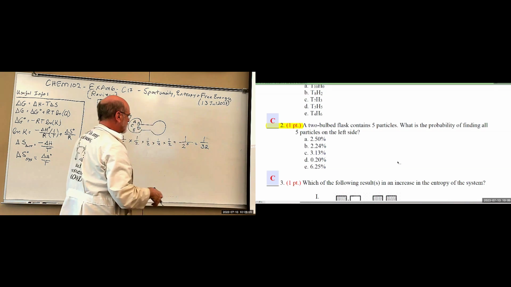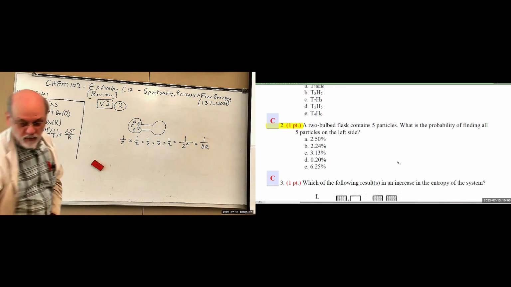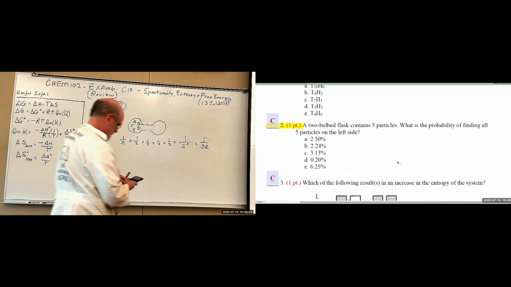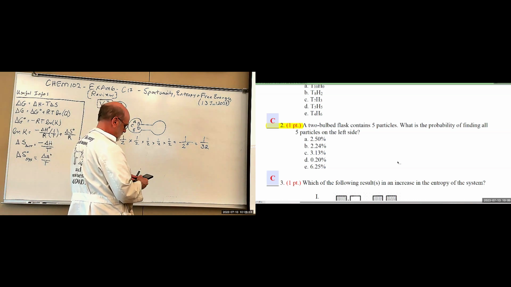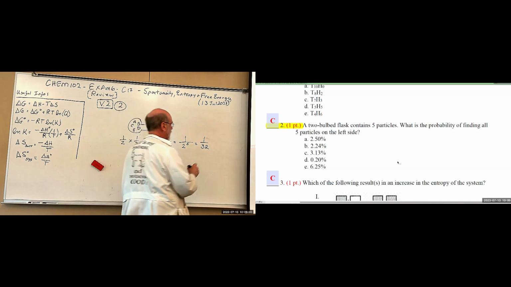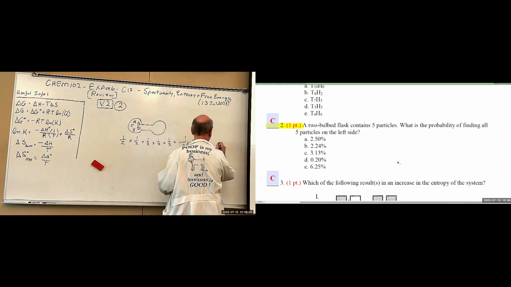Well, we've got it in percentage value, so we have to find out what that fraction means. So let's take 32 and invert it and then times 100. That gives us percent. 3.125, or 3.13%.